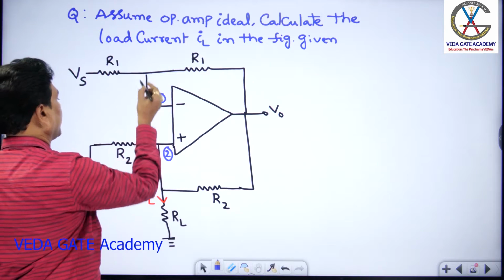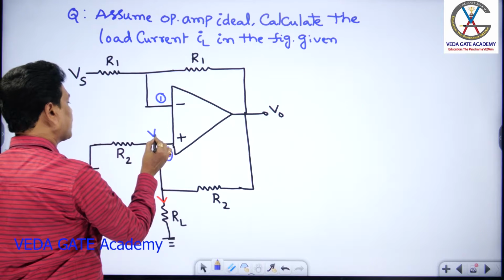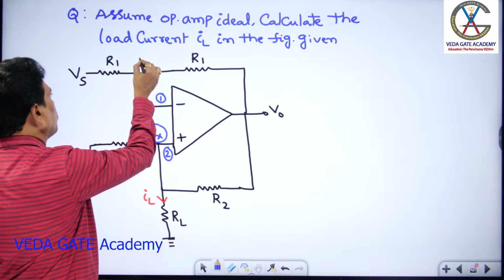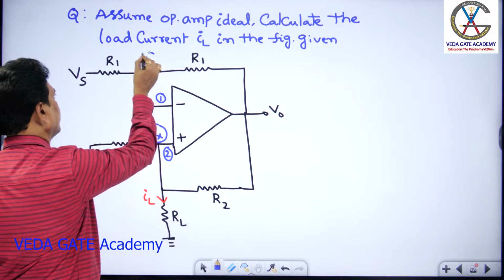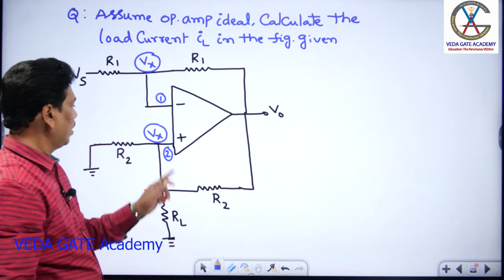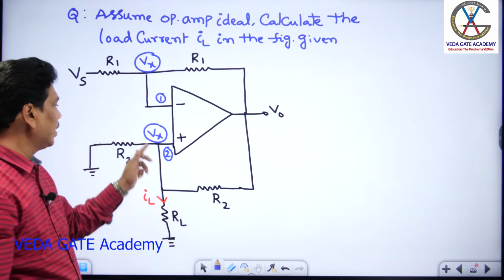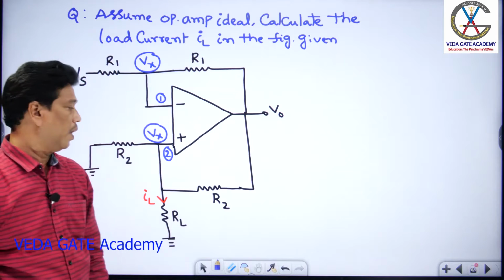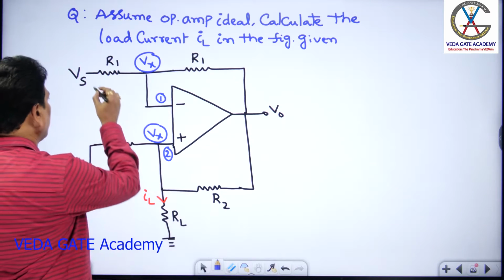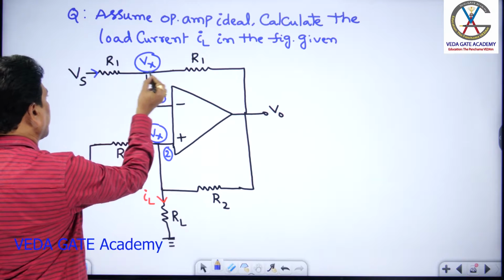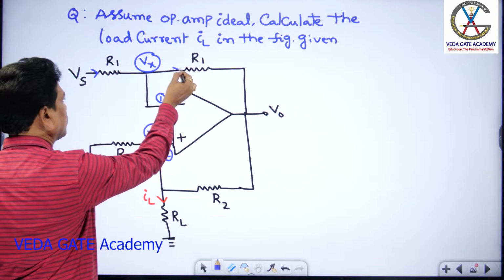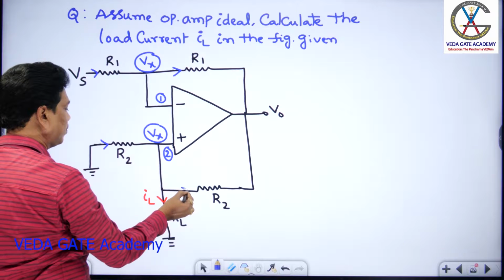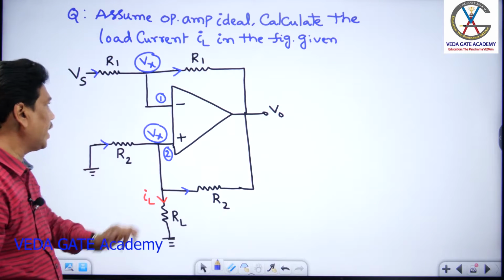Suppose I assume that the voltage at this node is Vx. Then according to the virtual ground, the voltage here also is the same as Vx. Virtual ground I can apply. Then automatically the voltage at the other node also should be the same as Vx using virtual ground. And I indicate the current flows in every branch. Now I can solve this one with the help of nodal analysis. By that I can calculate the required current IL.